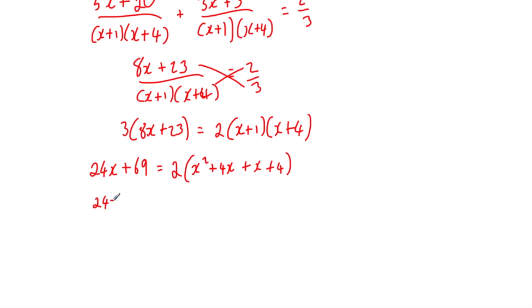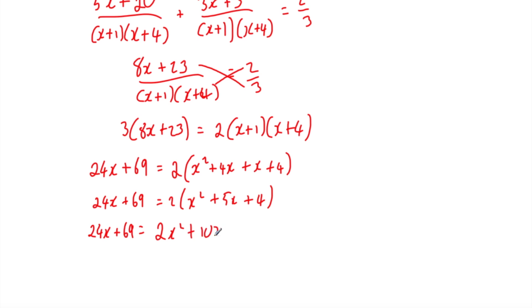So we're going to have 24x plus 69 is equal to 2, and then in brackets x squared. We'll go 4x plus x, that's plus 5x, and then plus 4, and then close brackets. So we've simplified this. Now let's expand our brackets here. So we've got 24x plus 69 is equal to, and expanding this would be 2x squared plus 10x plus 8. Okay, now we're getting there.